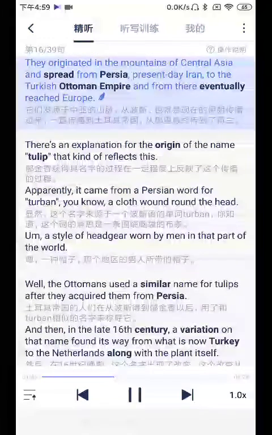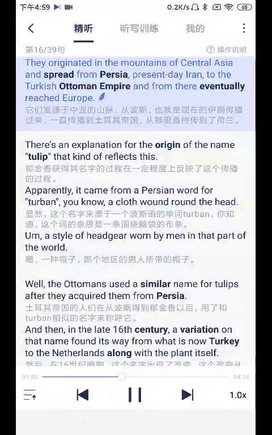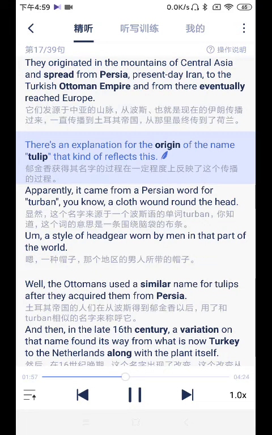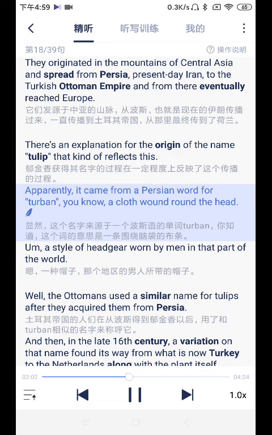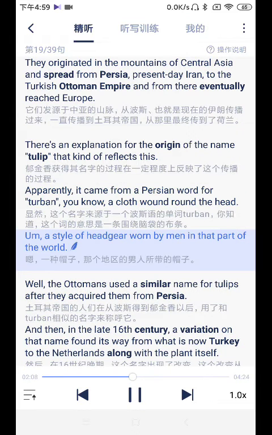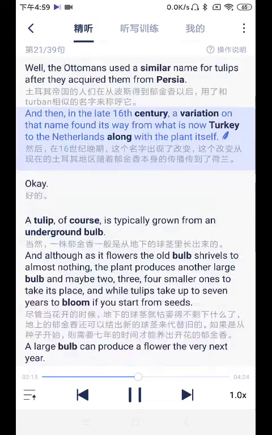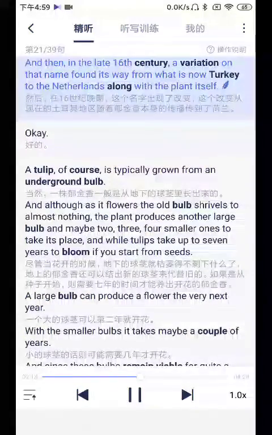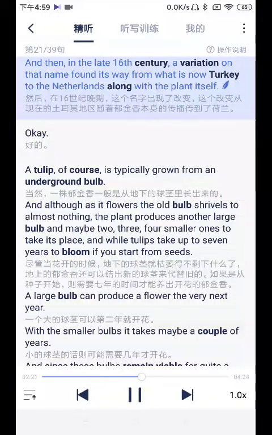They originated in the mountains of Central Asia and spread from Persia, present-day Iran, to the Turkish Ottoman Empire, and from there eventually reached Europe. There's an explanation for the origin of the name tulip that kind of reflects this. Apparently, it came from a Persian word for turban. You know, a cloth wound around the head, a style of headgear worn by men in that part of the world. The Ottomans used a similar name for tulips after they acquired them from Persia. And then, in the late 16th century, a variation on that name found its way from what is now Turkey to the Netherlands, along with the plant itself.